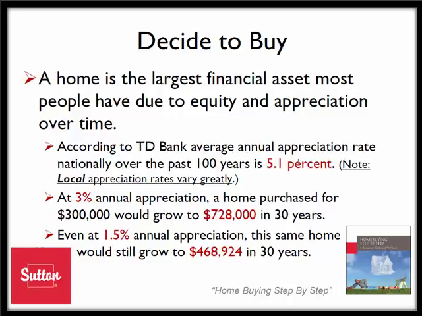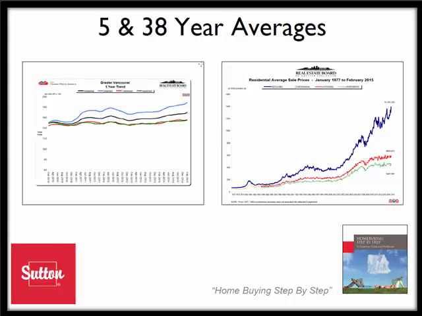According to TD Bank, the average annual appreciation rate nationally over the last 100 years is 5.1%. Again, local rates vary. So Saskatchewan may be different from BC, which may be different from Manitoba, and a different city would have different appreciation. Even at an average annual appreciation of 3%, a home purchased for $300,000, the average Canadian price, would grow to $728,000 over the next 30 years. Even at a 1.5% annual appreciation, the same home would still grow to $469,000 in 30 years. So this is the math on the average of our local market.